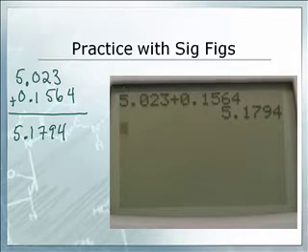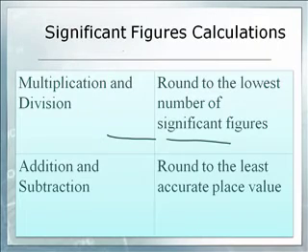The calculator's wrong? The calculator's wrong. I cannot believe it! Yes, we have rules for rounding when we add significant digits. So let's go back and look at that rule for a second. What was that rule? Add and subtract, we round to the least accurate place value, or the least number of decimal places.